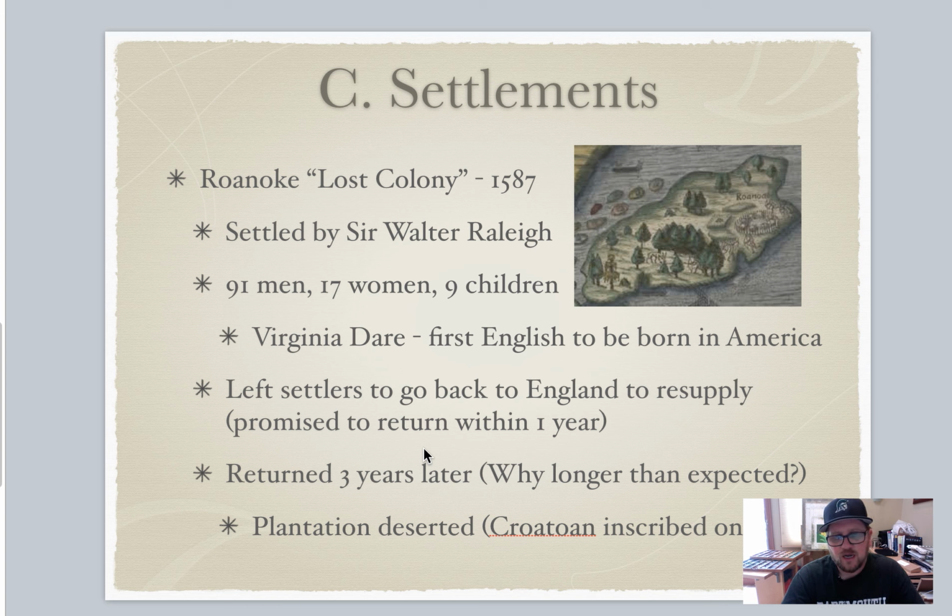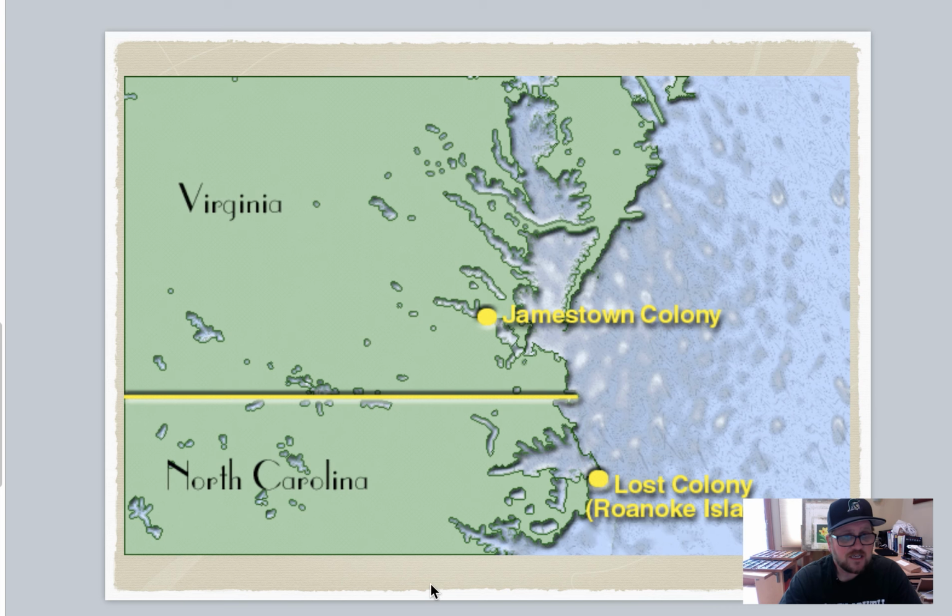And it's sort of a mystery what exactly happened there. Was it an Indian raid? Was it a starvation thing? Did they just leave because they couldn't grow crops? What was the issue? And eventually they're going to set up Jamestown in 1607, but that will start off period 2. So we'll talk about that in a little bit.